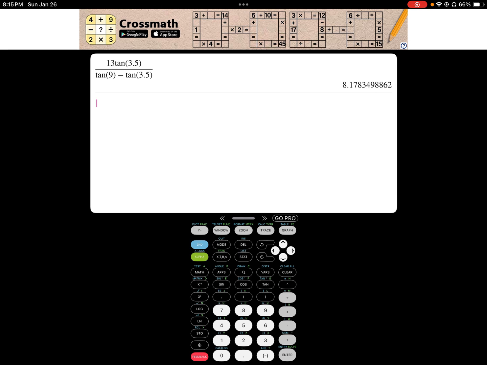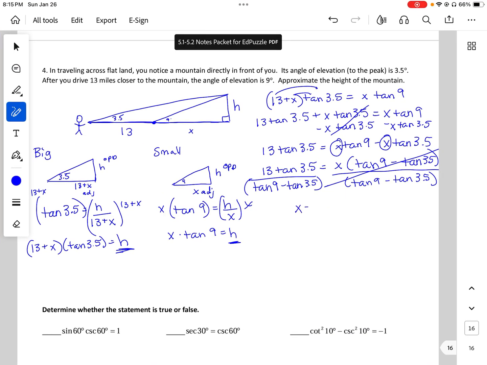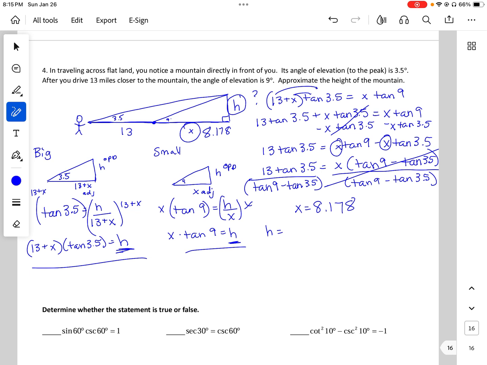8.17835, so on. All right, so that is what x is. So we can write that x equals 8.17. So that's what goes here, 8.178. Let's just round to that. But remember we're asked for h. That's our unknown. So h can be found by doing either one of these.